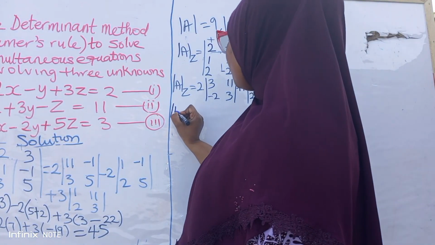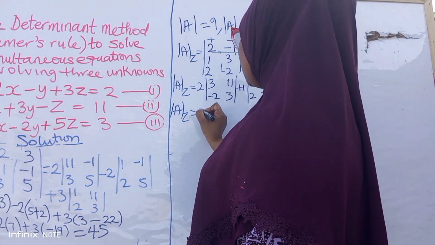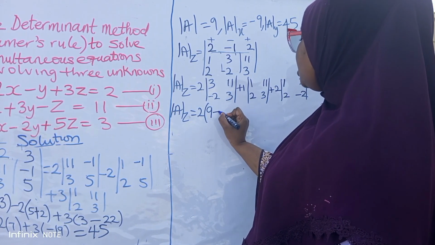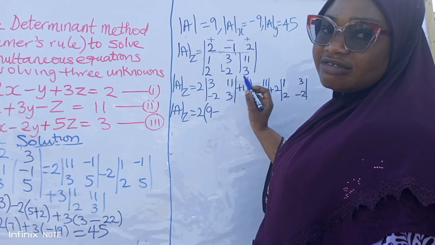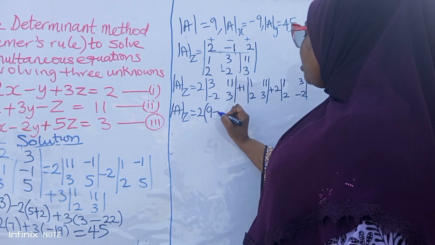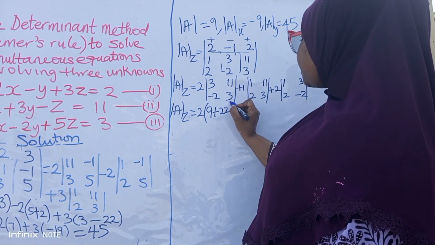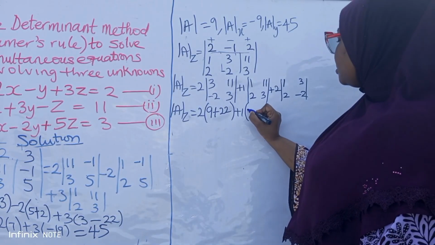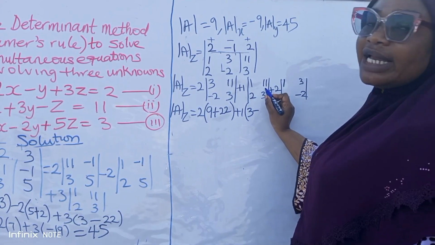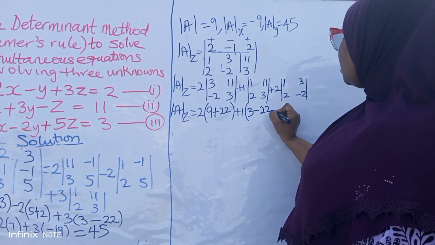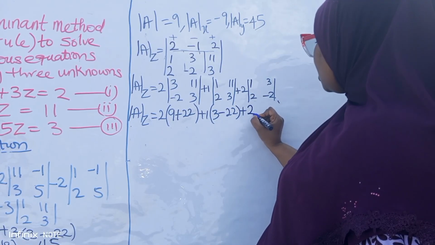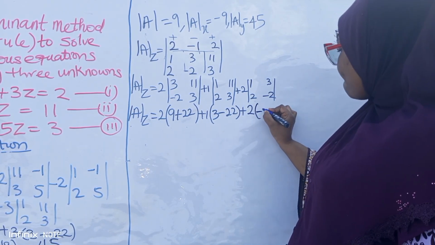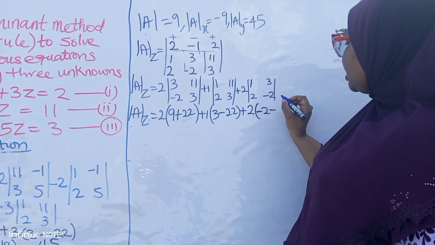So determinant of A subscript Z is equal to 2. So I have 3 multiplied by 3, that is 9. Then minus 2 multiplied by 11, that's minus 22. Then multiply by minus, plus 22. So plus 1, 1 multiplied by 3 is 3. Minus 2 multiplied by 11 is 22. Then plus 2 multiplied by 1 multiplied by minus 2, minus 2. Minus 2 multiplied by 3, 6.